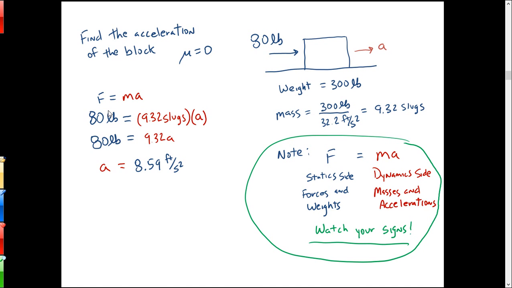So are we doing all right with that? That's how I'll set them up, and that's how I'll do them. I'll talk about the static side and the dynamic side. So I get the mass in slugs. F equals ma. The force in this case is just 80 pounds. And then ma is mass, 9.32 times the unknown a, and I'll solve for a. So static side gets forces and weights. Dynamic side gets the masses and accelerations. That's how I do that.